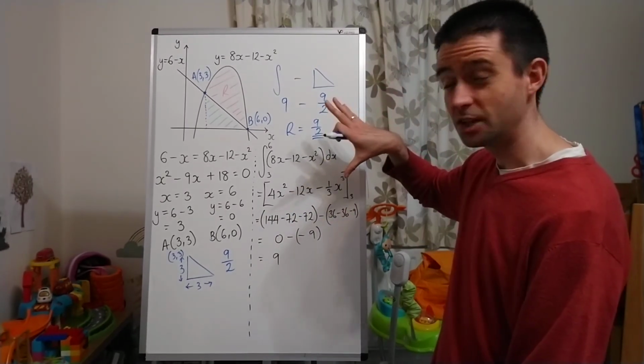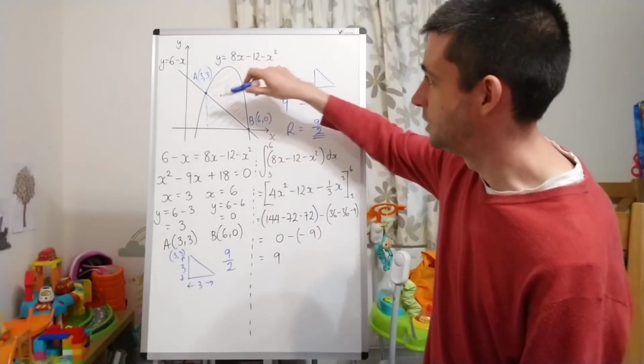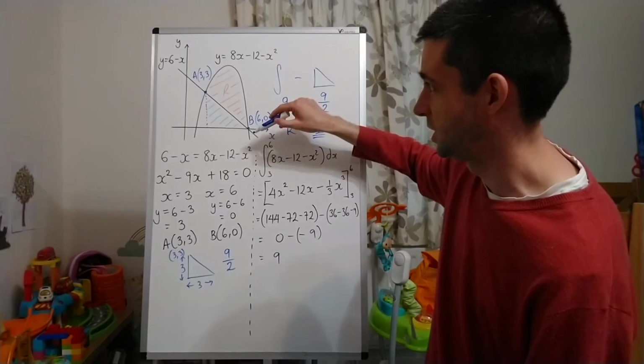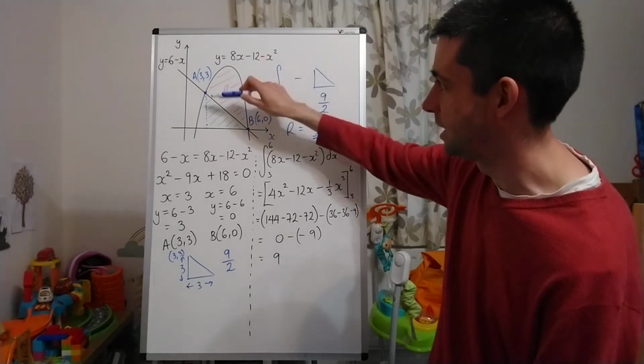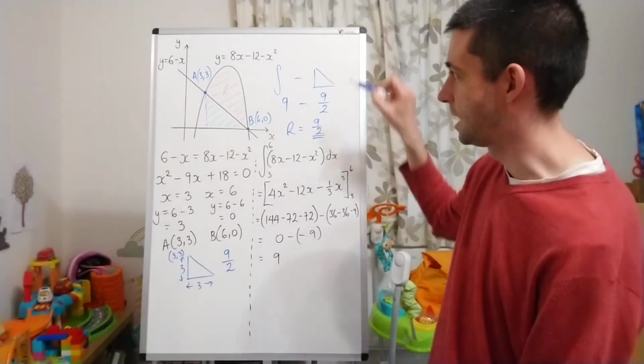So the second scenario that we sometimes meet is you've got a diagonal line and a quadratic curve, and you need to find the area through integration and then subtract the little triangle that you get underneath.